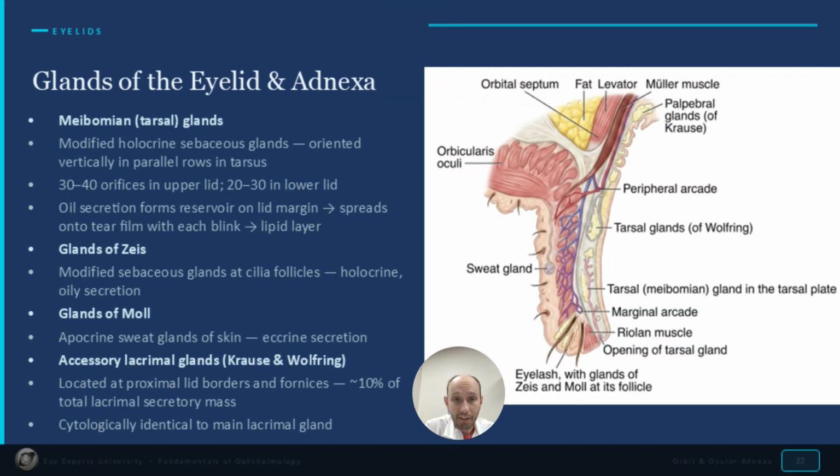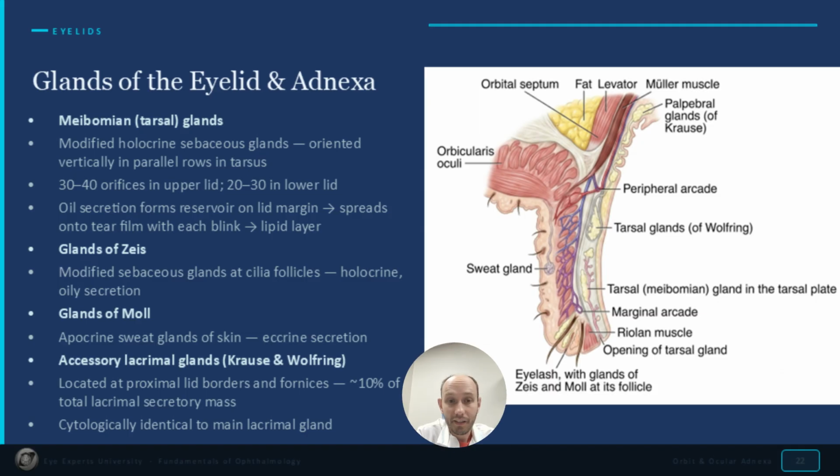Now, as we can tell by this diagram, the eyelid has a bunch of glands. So the meibomian glands are the most important. They're located in the tarsus. They're modified holocrine sebaceous glands that are oriented vertically and in parallel rows in the tarsus. The upper one has about 30 to 40, and the lower one has about 20 to 30. The oil is secreted to form this reservoir on the eyelid margin, and then it's spread with the blink reflex. This creates the lipid layer, which we need to keep our tears from evaporating.